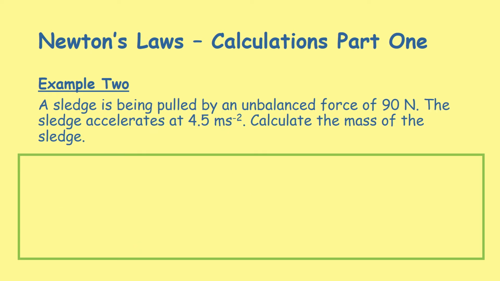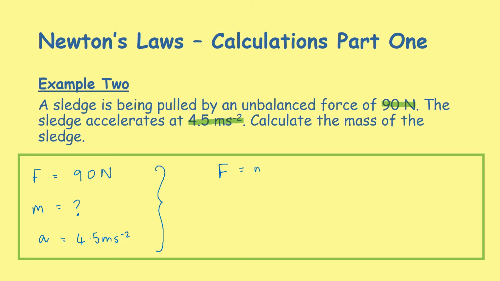Example 2. A sledge is being pulled by an unbalanced force of 90 newtons. The sledge accelerates at 4.5 meters per second squared. Calculate the mass of the sledge. Again, we want to write down our values. We are given a force, that's 90 newtons, and we are given an acceleration, which is 4.5 meters per second squared, so we can fill both of these numbers in. We want to work out the mass of the sledge, so that's where we put our question mark, and now we can use our equation.